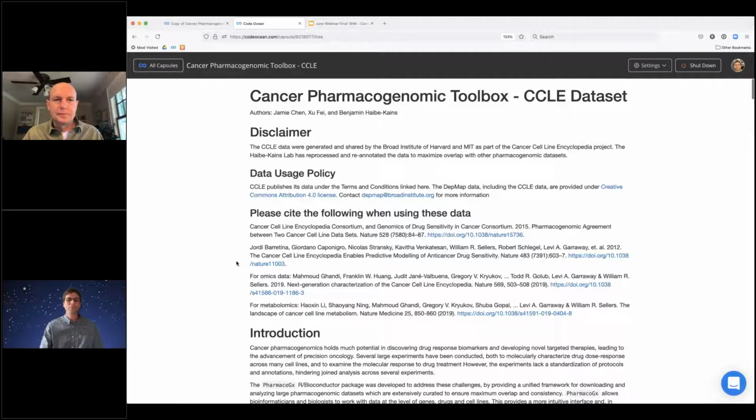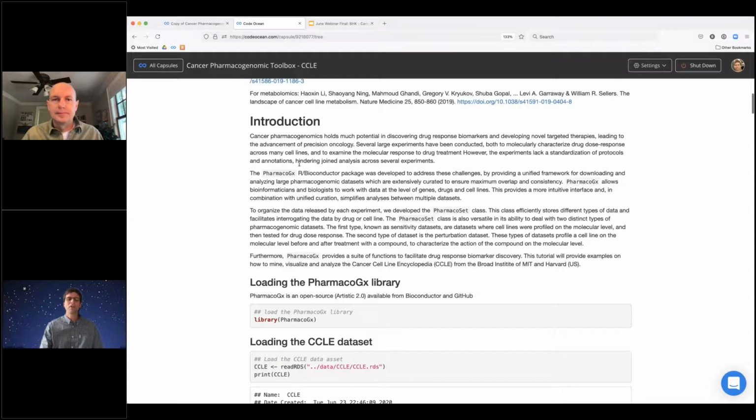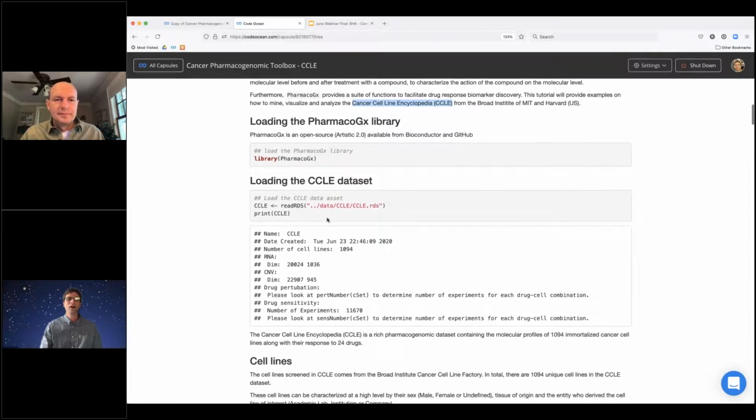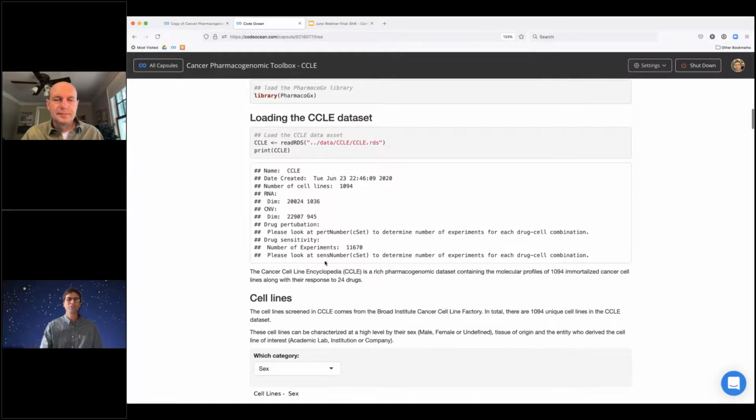So first of all, the disclaimer about access to the data: I think credit needs to be given to the data generators, and the Broad Institute has done a fantastic job at sharing all data and metadata with the community. So here you have a few explanations about what pharmacogenomics is, how you can use the PharmacoGx package that we have developed in the lab to analyze those data, and how you can access the cancer cell line encyclopedia data set. So you load the library, read the data asset that you've loaded in curation, and if you print that object, you already see a series of information that's quite interesting.